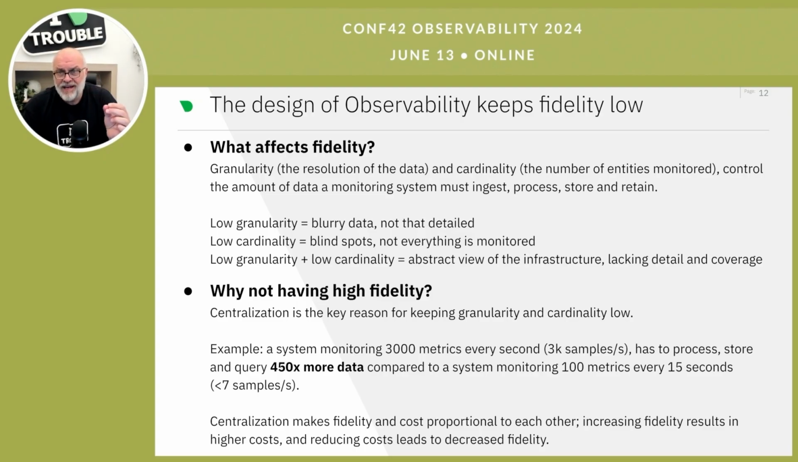Granularity is the resolution of the data, how frequently you collect data. If you have a low granularity, the data are blurry. They are averaged over time. So you have a point here, a point there, just averaged in between. Low cardinality means that you have fewer sources. So you don't collect everything that is there, you collect only some of the data that are there.